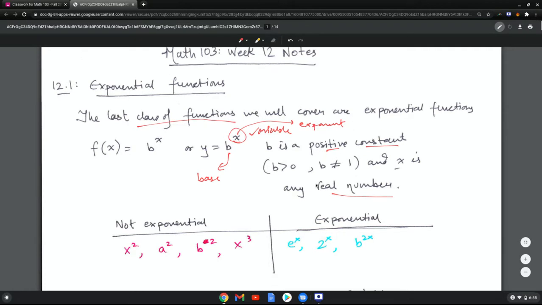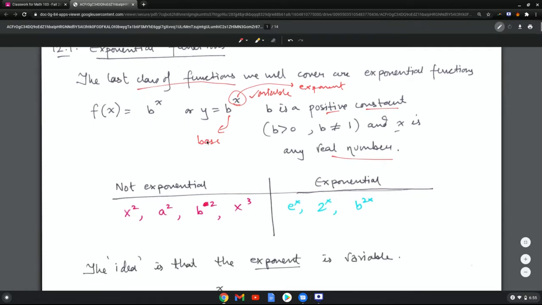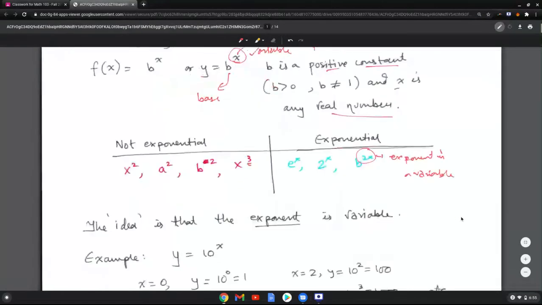So for example, functions like x squared, a squared, b squared, x cubed are not exponential because the variable is not in the exponent. Whereas functions like e to the x, 2 to the x, b to the 2x are exponential because the exponent is varying. The idea is that the exponent is a variable.